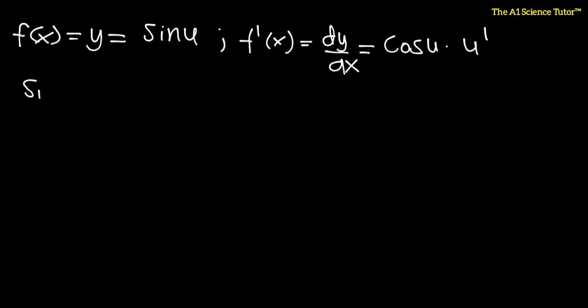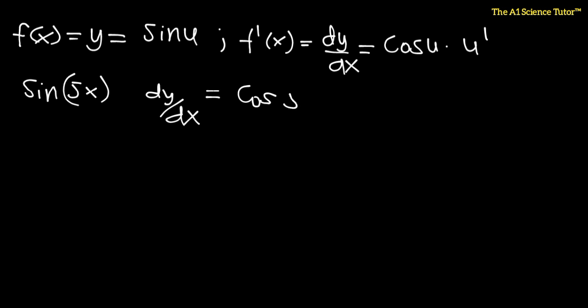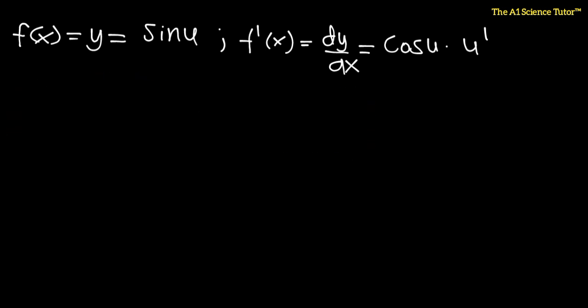So if I have sine of 5x, that is going to be u. So dy dx will be cosine. I need to rewrite the u there, as you can see from the formula. So that will be 5x. But I need to take 5x and differentiate it with respect to x. So that will give us 5. And now the answer should be 5 cosine 5x. That is the answer. So that is basically the form that you take for the derivative of that trigonometric function.